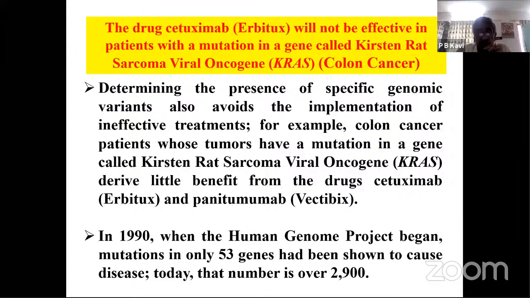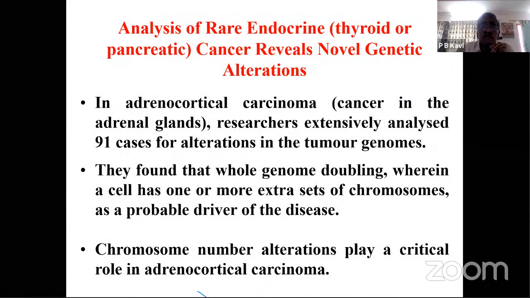In 1993, when the human genome sequencing project had begun, there were only 53 genes that had been shown to cause diseases. But today we have more than 2,900 genetic variations. Similarly, in the case of a rare endocrine, thyroid or pancreatic cancer, novel genetic alterations have been detected.